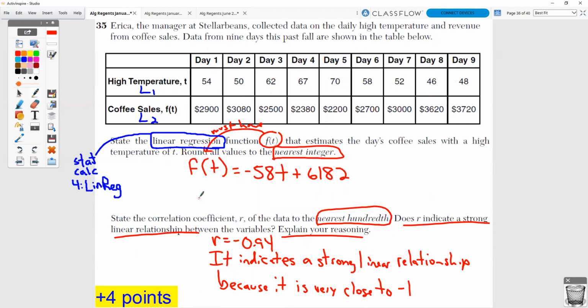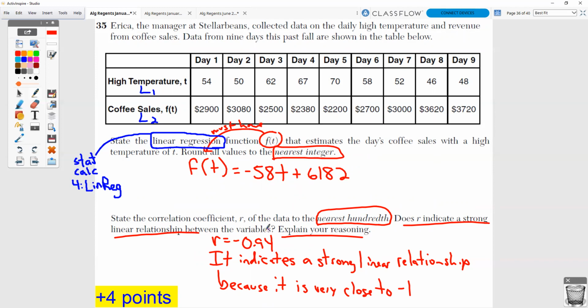In question number 35, Erica is a manager. She collected data on the high temperature and coffee sales from 9 different days. State the linear regression. So stat calc number 4, linear regression, after you type these into your L1 and into your L2. So state the linear regression, rounding all values to the nearest integer. Because it says the linear regression of f of t, you have to have f of t equals, because to make it a function, you have to have that equals. If you just said y equals, or if you didn't have the f of t equals at all, and you just put the negative 58t plus 6,182, you would only get 1 out of 2 points. So that's your linear regression.